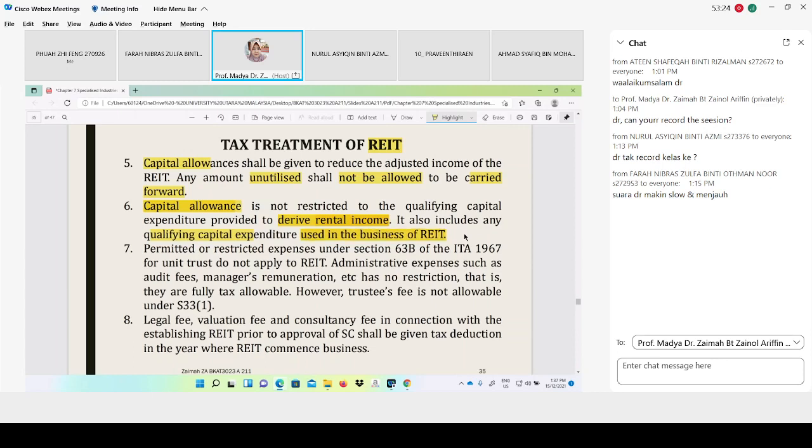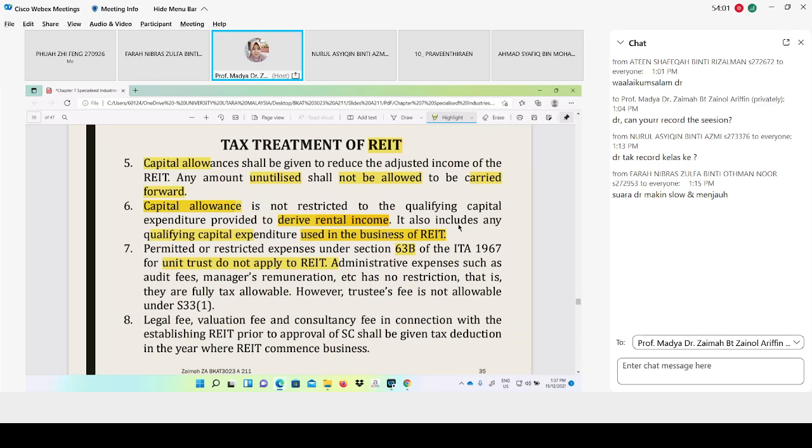It's a lot as compared to the unit trust. It is only specific to the property to get rental income, but not in the REIT. Okay. So permitted or restricted expenses under section 63B of the Income Tax Act for unit trust do not apply to REIT. We don't have permitted expenses in here. The restriction of 10% or whichever is higher, just now, is only in the unit trust.